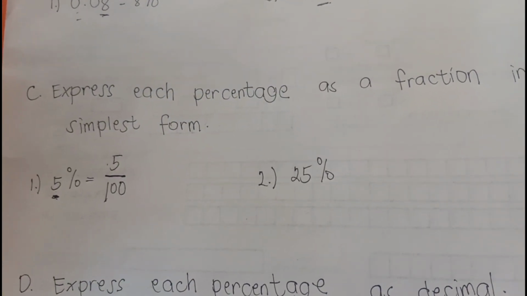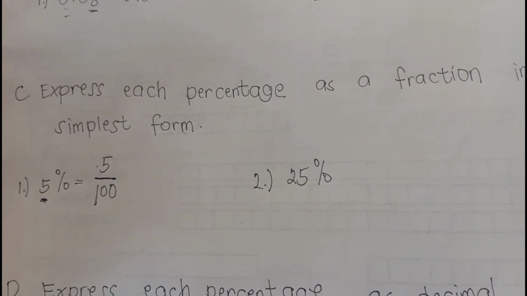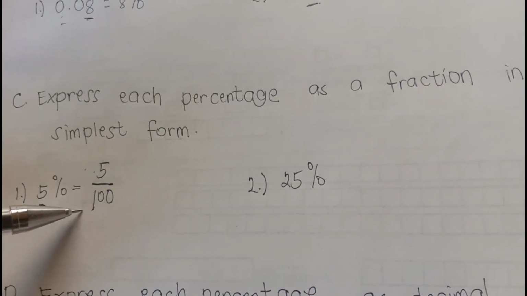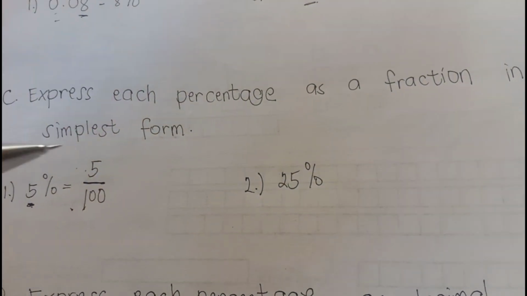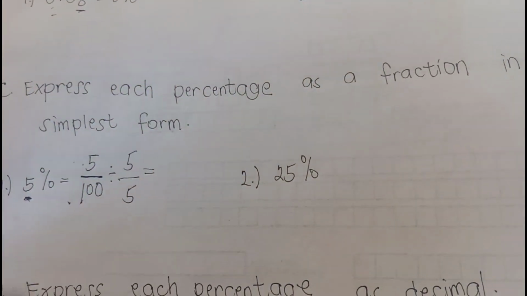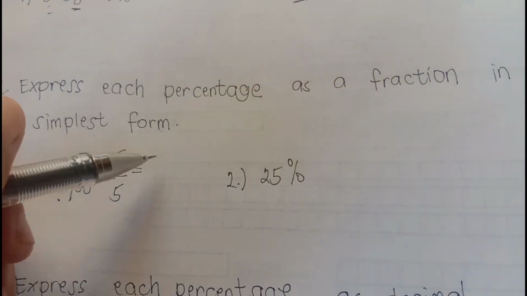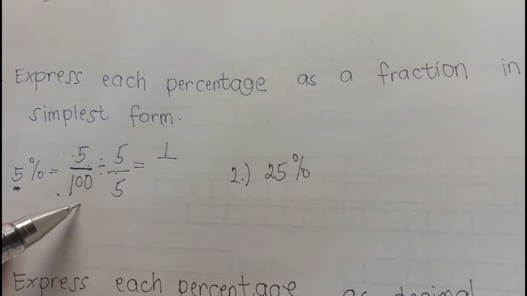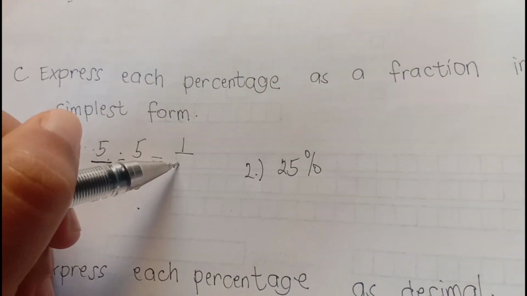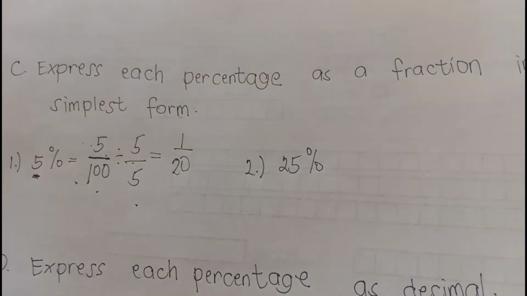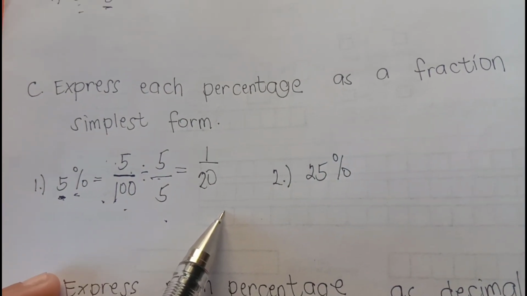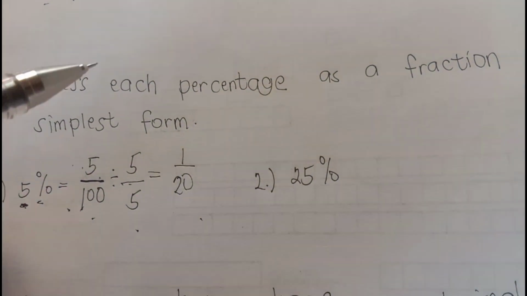So how to reduce? Get their GCF, or the greatest common factor. What is the greatest common factor of 5 and 100? It is 5. So divide by 5 over 5. 5 divided by 5 is 1. 100 divided by 5 is how much? It's 20. Therefore, 5% is equivalent to 1 over 20.